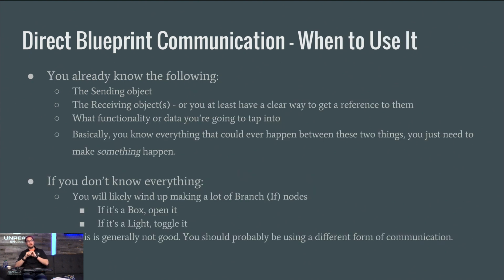Next, direct blueprint communication and when to use it. You're only going to use direct blueprint comms when you know the following. You know what the sending object is going to be. You know what the receiving object or objects are going to be. Or you at least have a clear way to get a reference to them. For example, maybe grabbing an overlap or using the Get Player Pawn node to get a reference to the player, that sort of thing.